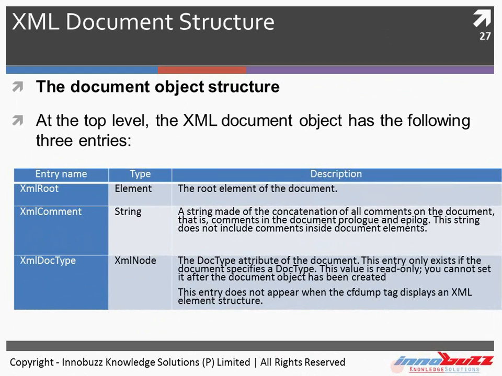The document object structure. At the top level, the XML document object has the following three entries. We have seen the XML root. This element will be the root element of your document. XML comment will be the string made by concatenating all the comments in the document, that is, comments in the document prologue and epilogue. This string does not include comments inside document elements. And there is also a doc type, which gives the document type definition. This entry only exists if the document specifies a doc type.